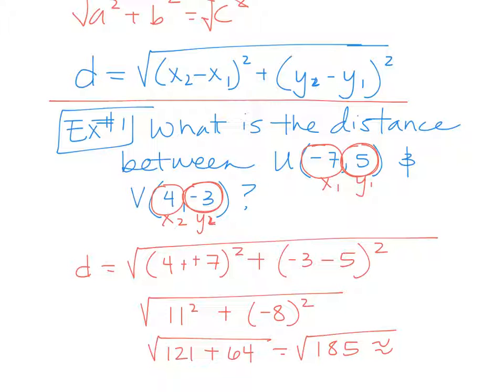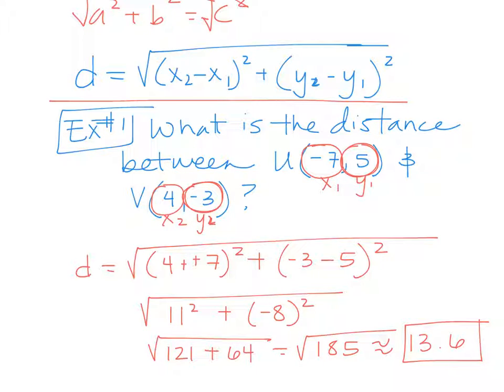So when I plug that in, uh-oh. Have a dead battery? There it is. You get 13.6 to the nearest tenth. Okay? That is distance formula. Questions on that?